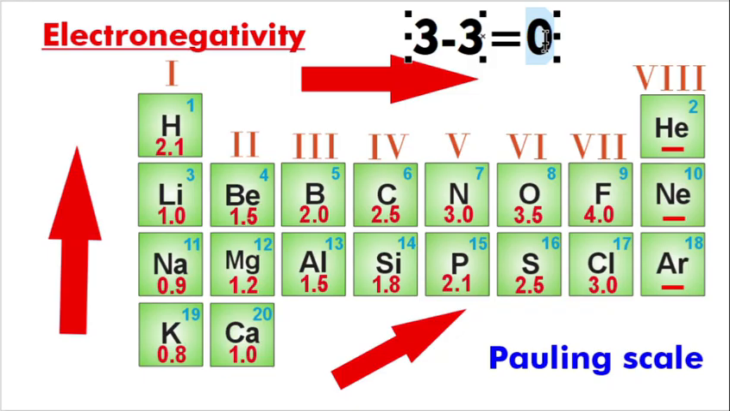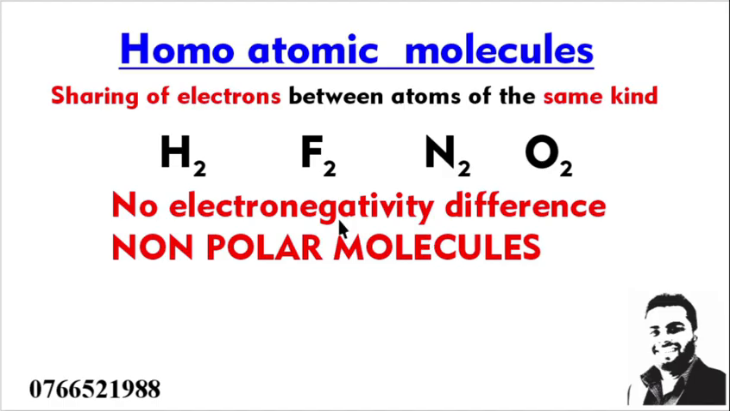O2, F2. So if they are homoatomic, that means combined as same atoms, same kind. So we say they don't have electronegativity difference. They are non-polar. We say they are non-polar.